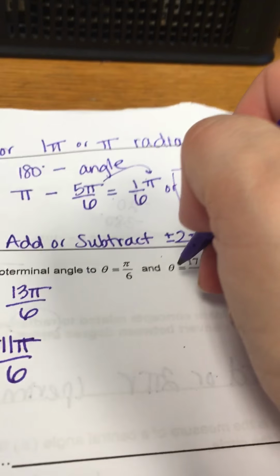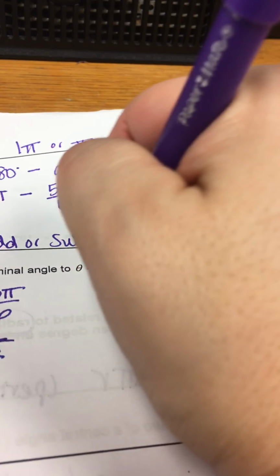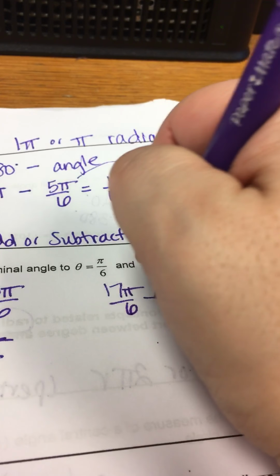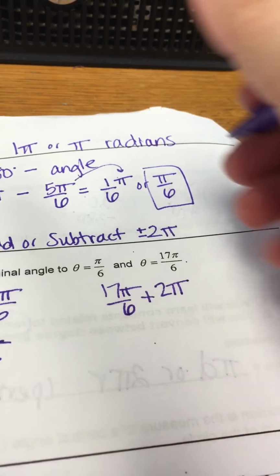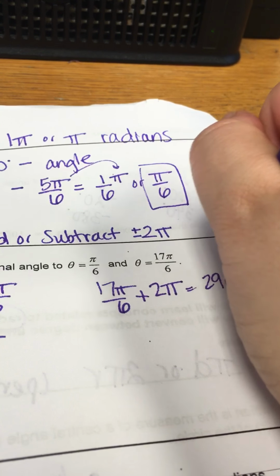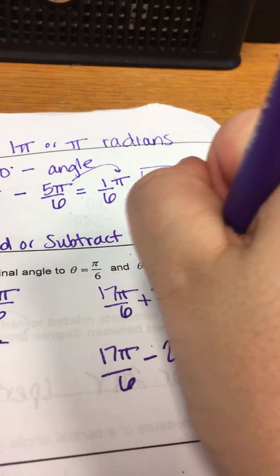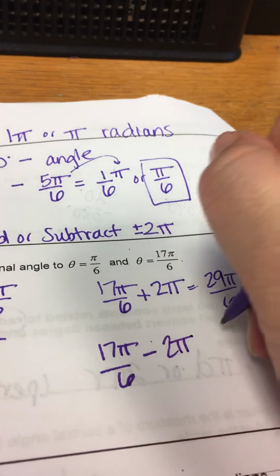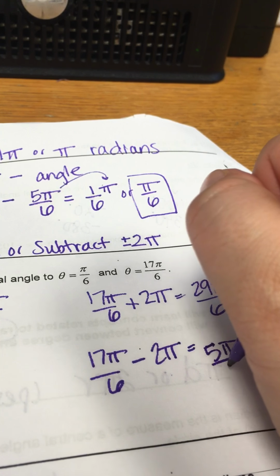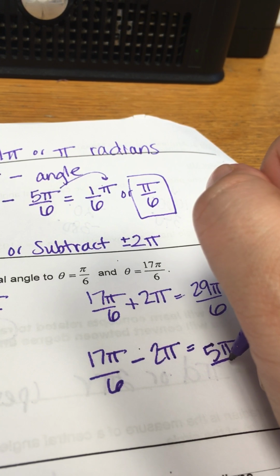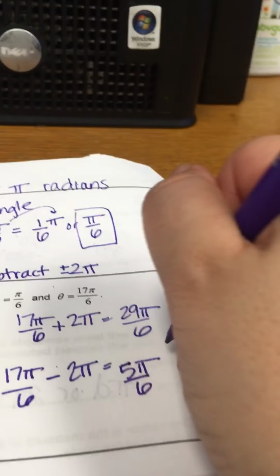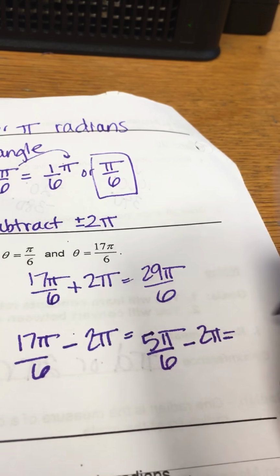Okay, so then do it for the other one. So that's for pi over 6, and then for 17 pi over 6 plus 2 pi, and 17 pi over 6 minus 2 pi. And again, if it doesn't work to give you the negative or positive one right away, oh yeah, sorry. I got 5 pi over 6 the first time, so then subtract 2 pi again.